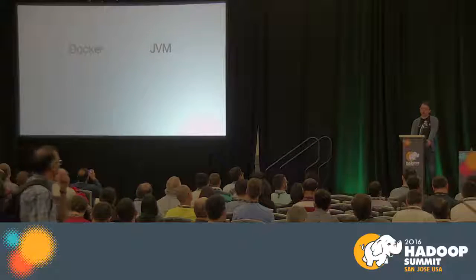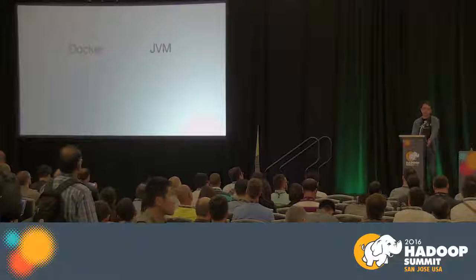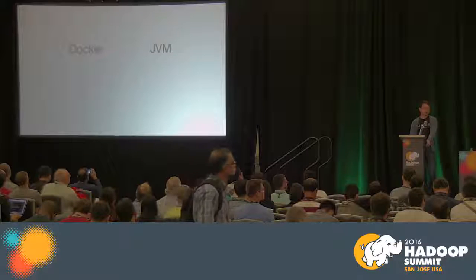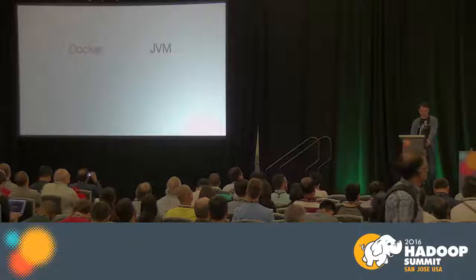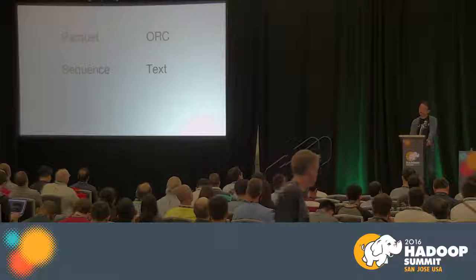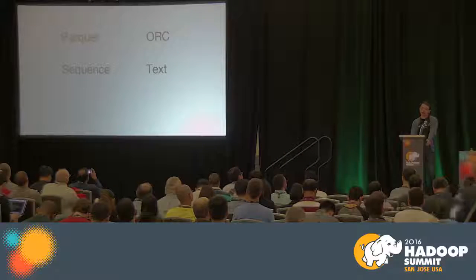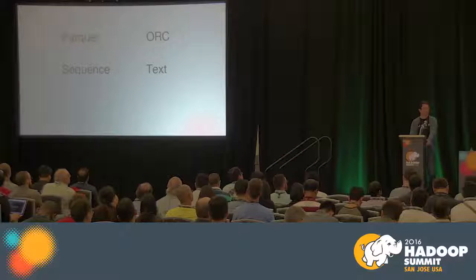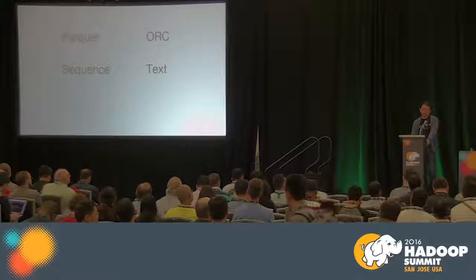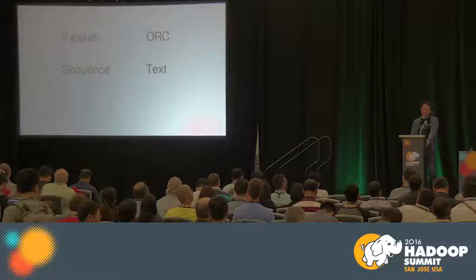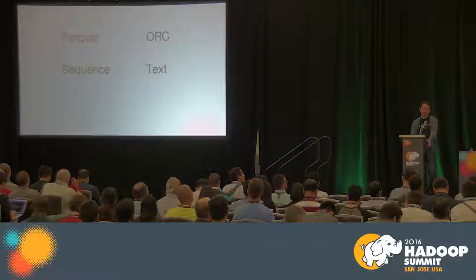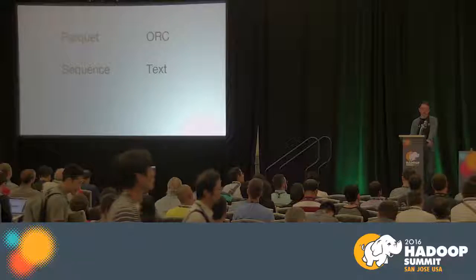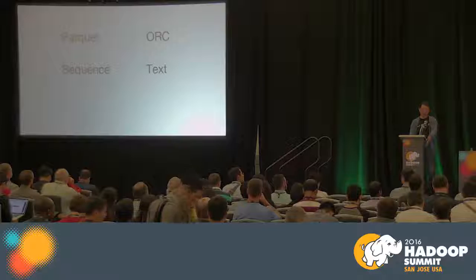And also, for the virtualization technology, some clusters we use Docker, and some clusters we just use the simple solution, which is just the JVM. And for the file format, we also have a lot of different file formats. The majority is Parquet file format. Most of our data are stored in Parquet, but we also have some data in ORC. We also have data which is encoded in the sequence file, and then we also have some just plain text files in the compressed format.